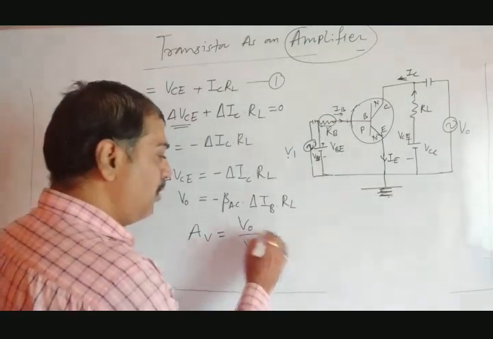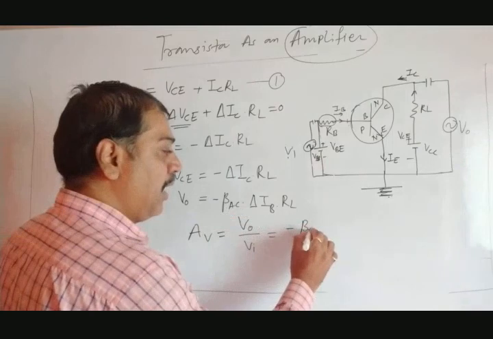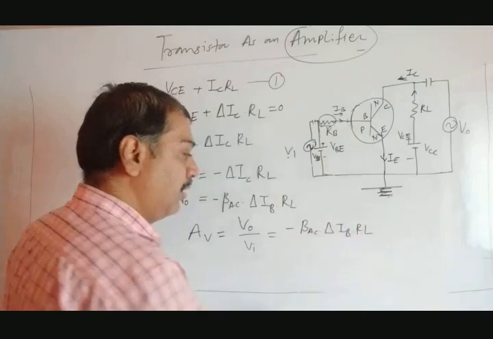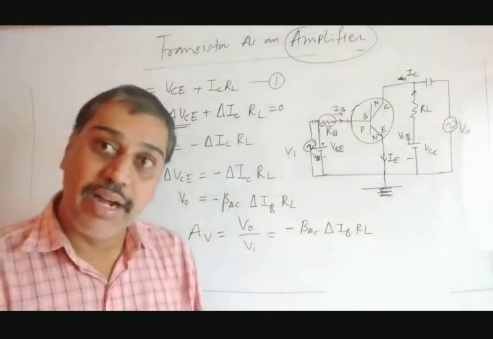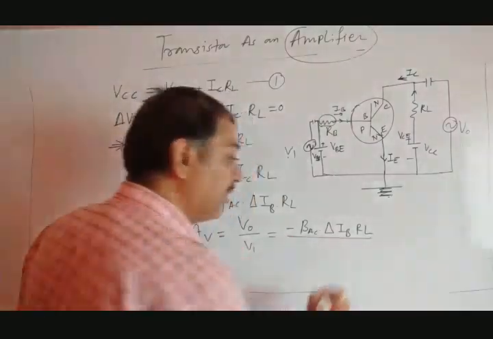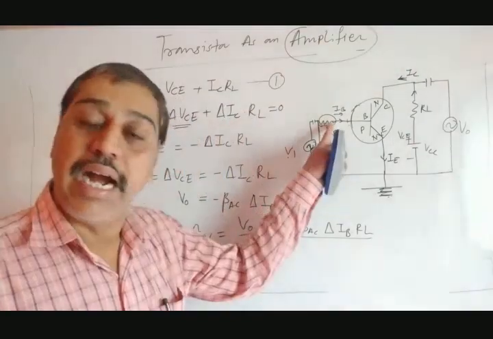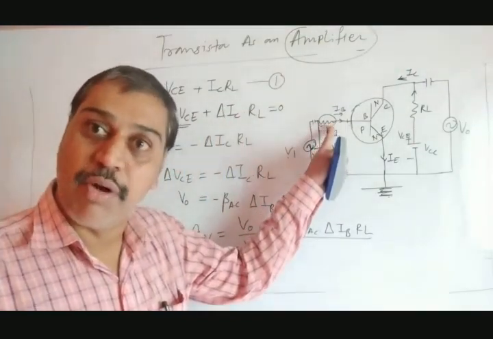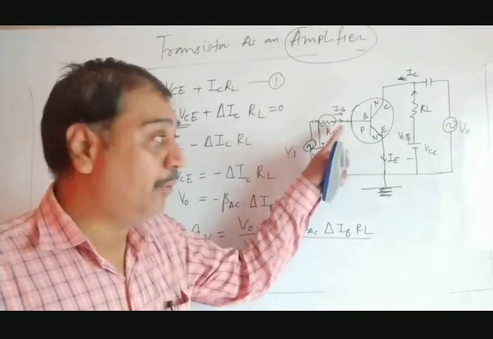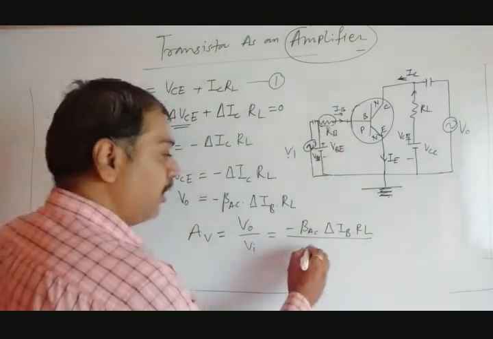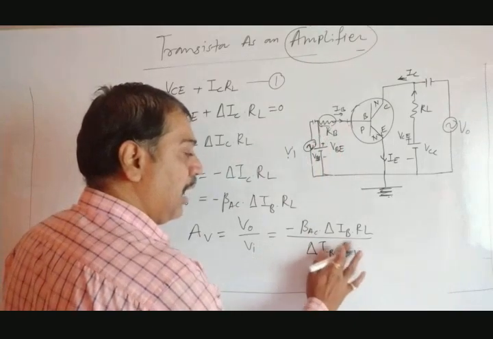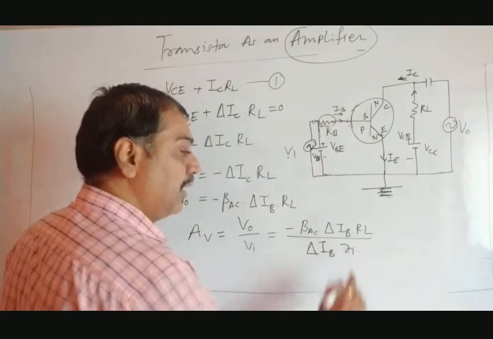What is the output voltage now? This is the output voltage: minus beta AC into delta IB into RL. This is the output voltage we have seen, and already we have solved the equation for input voltage by assuming this RB is constant, and as input resistance is small, so this must be small, so we neglect this. So what is the input voltage? It is equal to delta IB into RI. That value we have to put here, so it becomes divided by delta IB into RI. RI is small because it is input resistance.